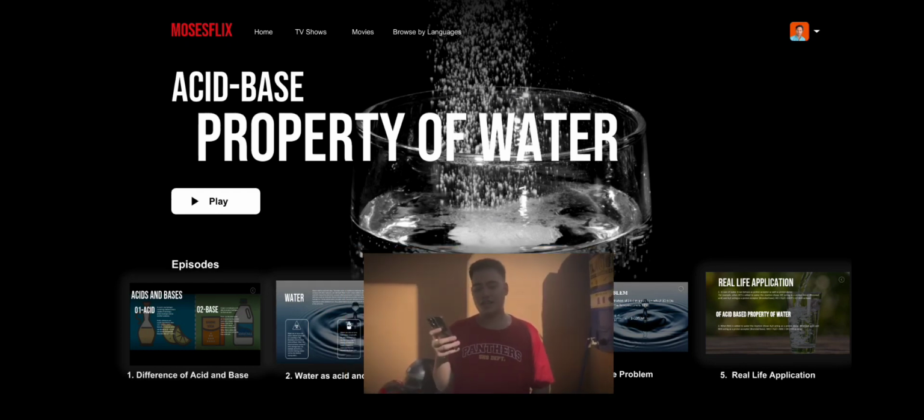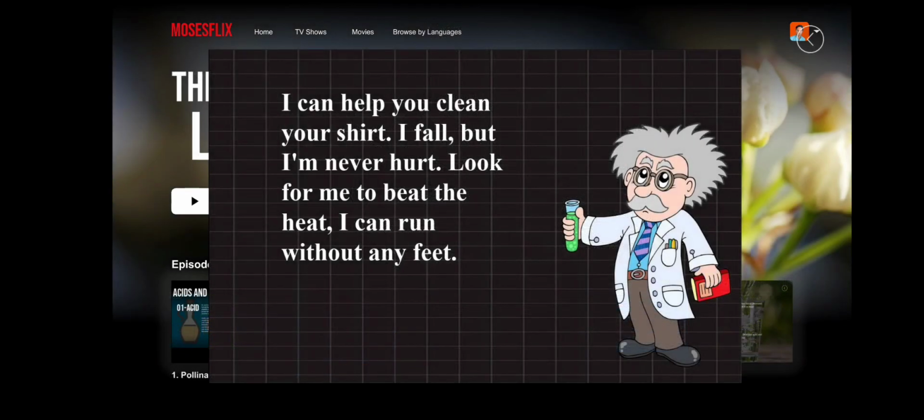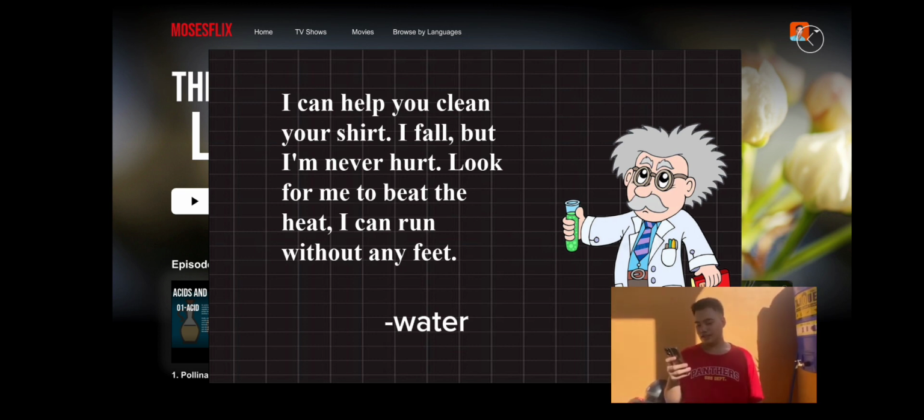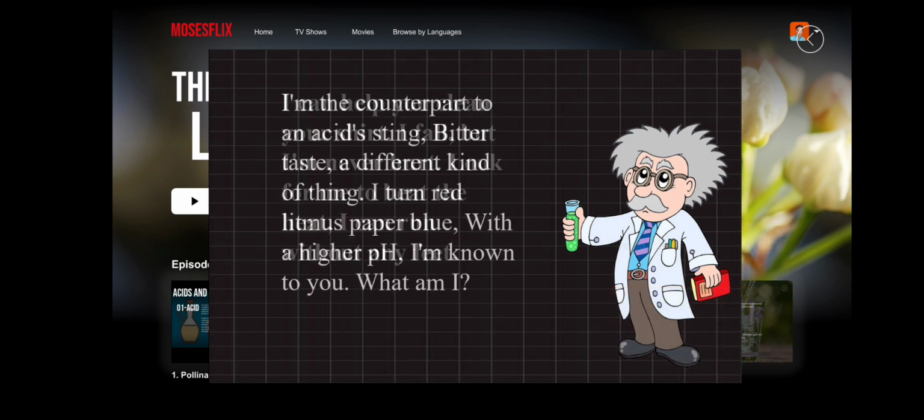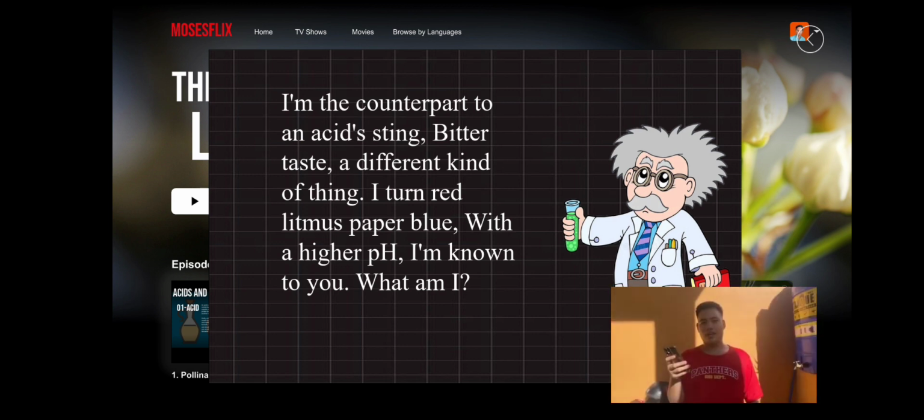Are you ready for a challenge? Here's a brain teaser for you. That's a little bit easy. Let's try another one. Have you guessed it? The answer is base.